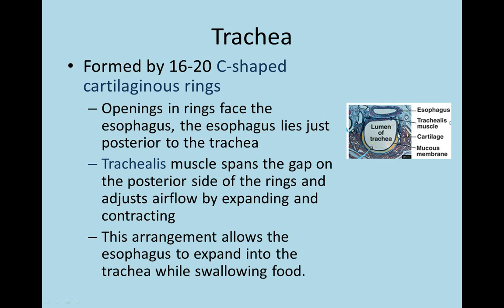That's important because just on the back side or posterior side of the trachea is your esophagus. If you eat a really big chunk of food, let's say a big tortilla chip that you don't chew into small pieces, that massive chunk of food in the esophagus can expand into the lumen or cavity of the trachea. So if you take a really big swallow of food, the esophagus can expand temporarily into the trachea to accommodate that big chunk of food. So the posterior side of the trachea, the posterior wall, is where the esophagus is.